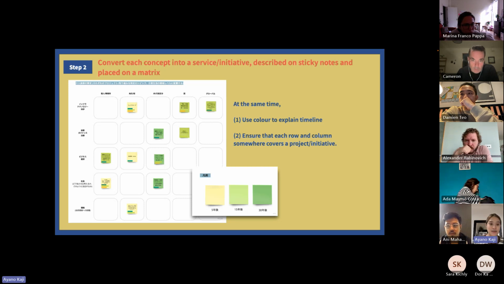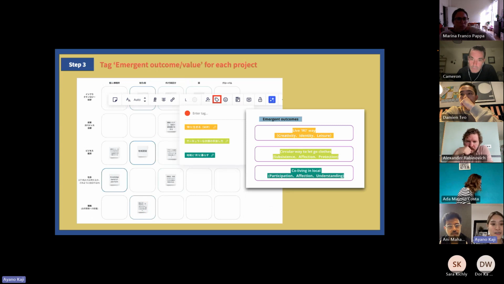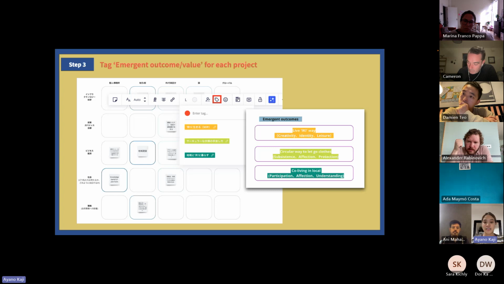But honestly, some participants said this conversion step was a bit difficult. Then step 3, tag emergent outcome or value for each project. These emergent outcomes are core values that we want to achieve in the system.